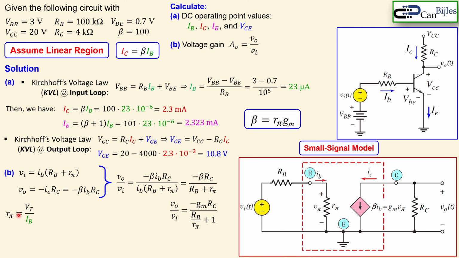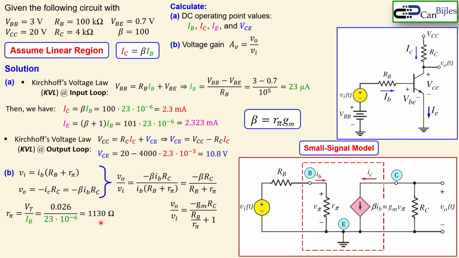Now let's also discuss what the R pi is. R pi is a dynamic resistance. It depends on the DC value of your base current using this formula. The VT here is called the thermal voltage, and it depends on the temperature and other factors. Most of the time it is taken as 26 millivolts for approximately 300 kelvins. Assuming the temperature is in that region, we divide by the DC base current we have calculated, 23 microamps, and then we get 1130 ohms, so 1.13 kilo ohms for our R pi.